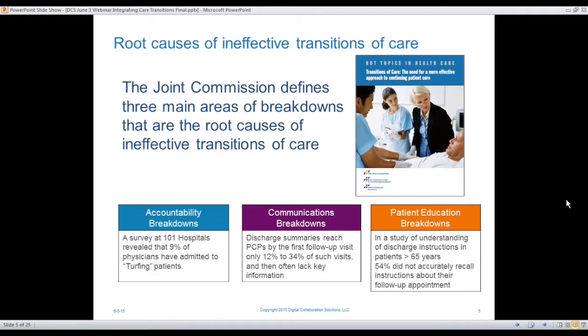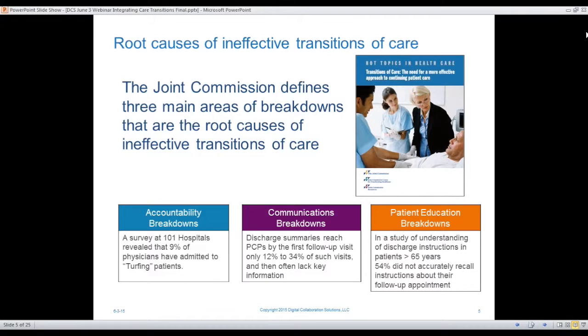One example of that was a survey that showed that 9% of physicians have admitted to what's called turfing patients, just moving them to someone else in the care continuum, which is obviously not great for the patient. The second area the Joint Commission identified were communications breakdowns. A good example of that were discharge summaries, which reach the PCPs by the follow-up visit only 12 to a third of the time, meaning that often a patient is coming out of an acute or other inpatient type setting, and when they get to their PCP for a visit, the PCP doesn't have the information they need.